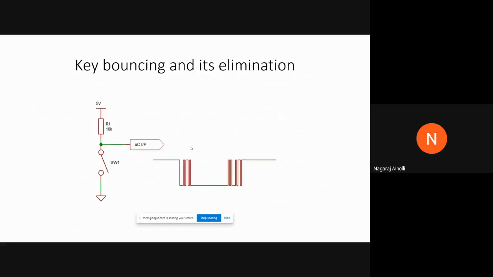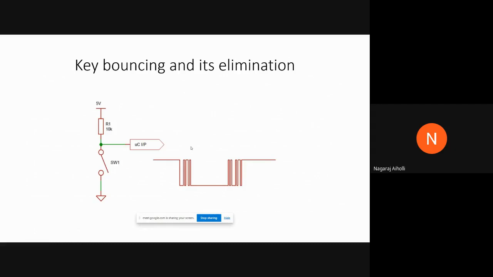There is one important point about keyboard interfacing. It is called key bouncing. That is, when a key is pressed, before it settles down, it bounces many times and then comes to its stable state. Suppose you press any key on the keyboard; before it settles down, it bounces many times. This is called key bouncing.